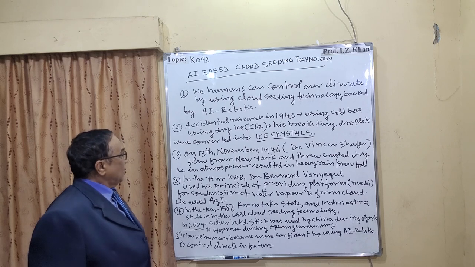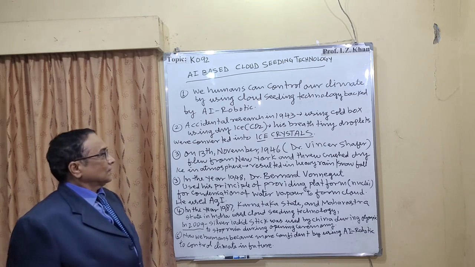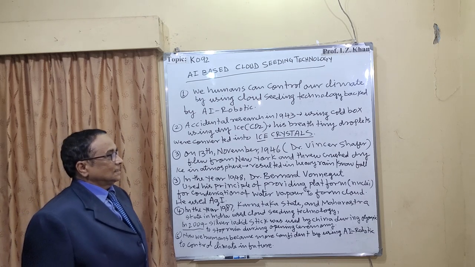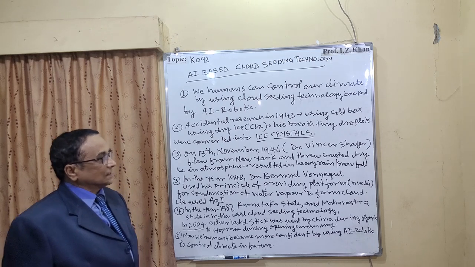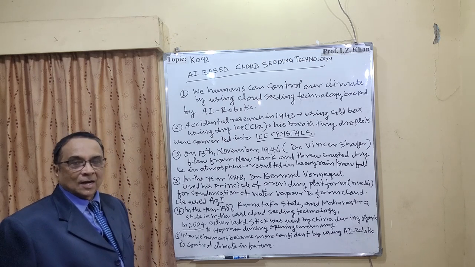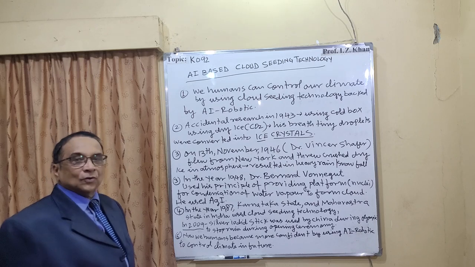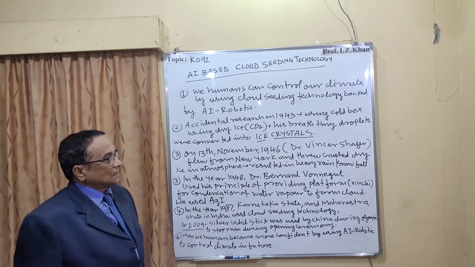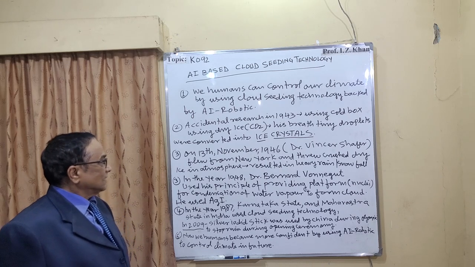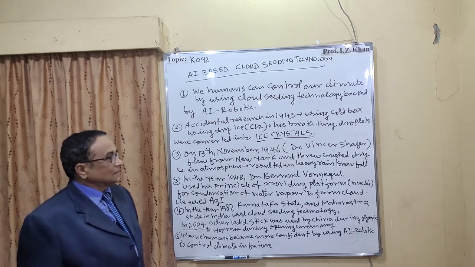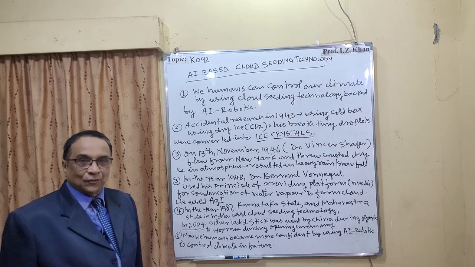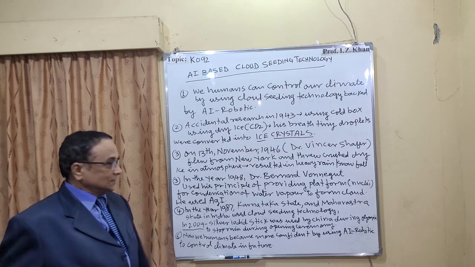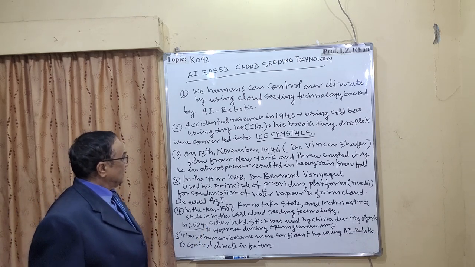And number three, on 13th November 1946, the scientist Dr. Winsor Schaefer, an American, flew over New York and threw some crushed dry ice into the atmosphere, which resulted in heavy rain and snowfall. That was the big test, and he was successful.